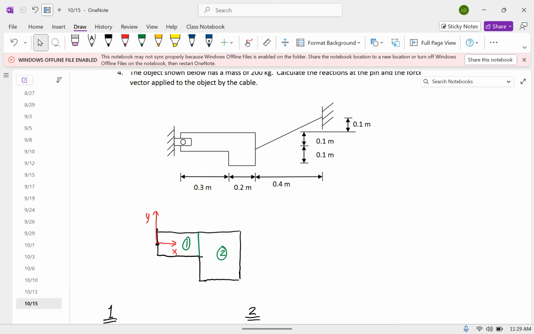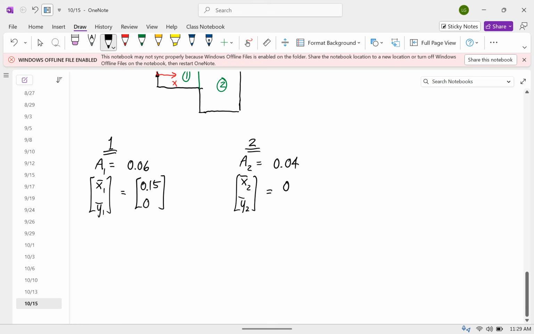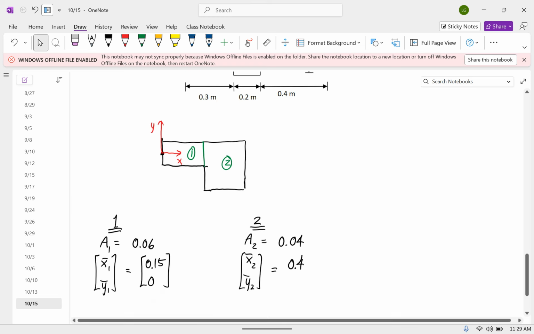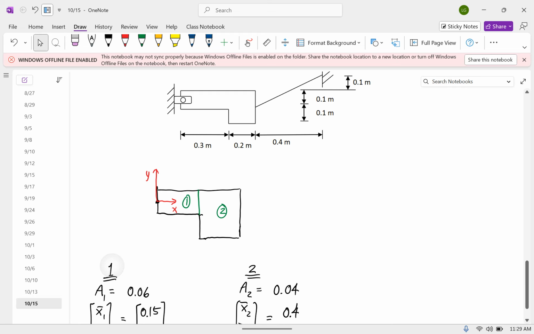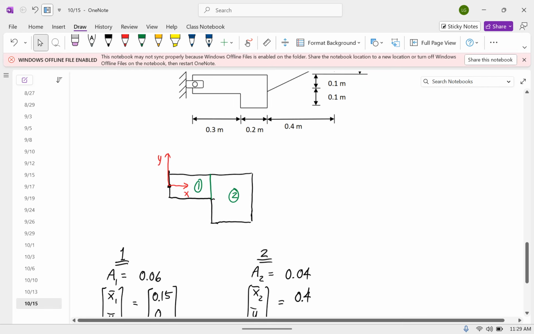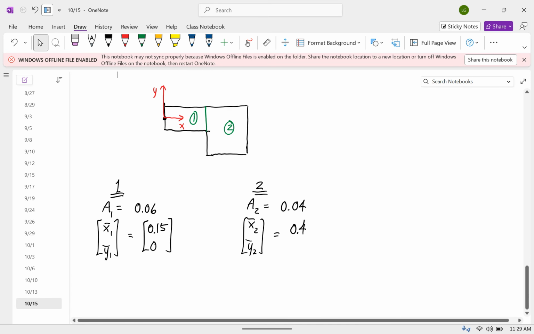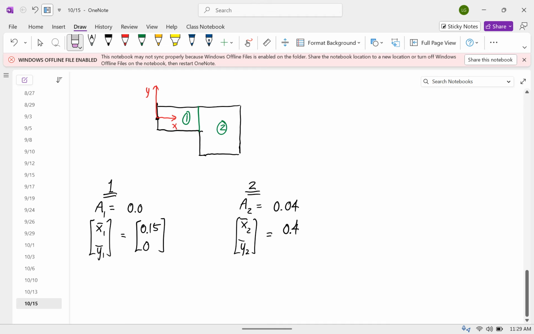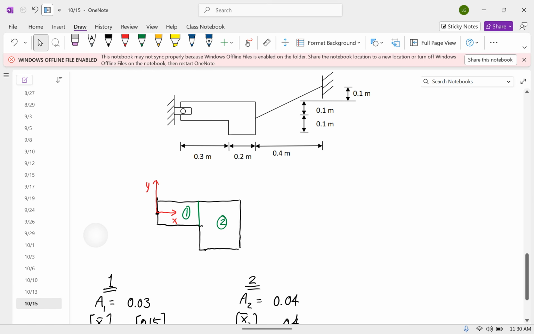They both have a thickness of 0.2. Yeah, it's 0.1. I was thinking the same thing. I think the first one should be 0.1. Oh yeah, you're right. So that's 0.04. This one is 0.03.